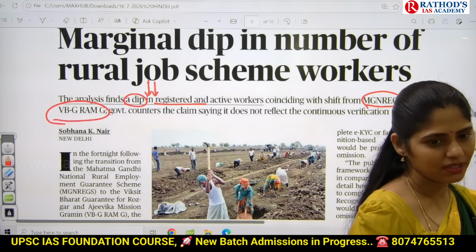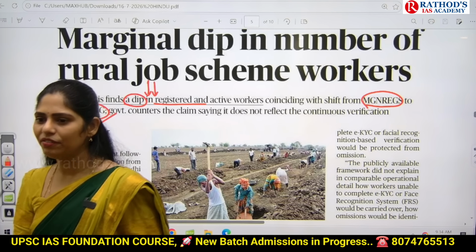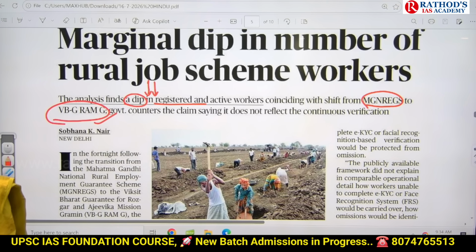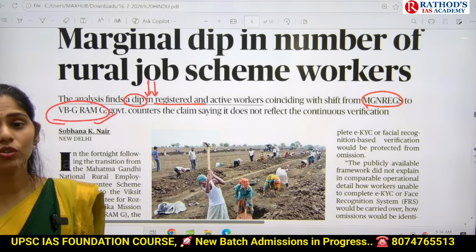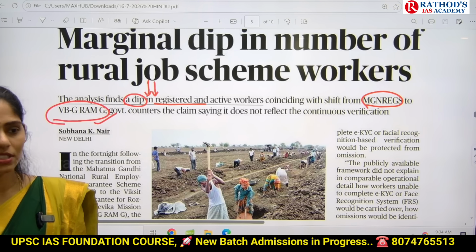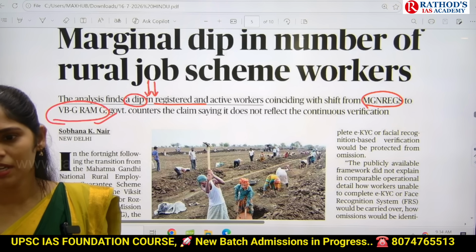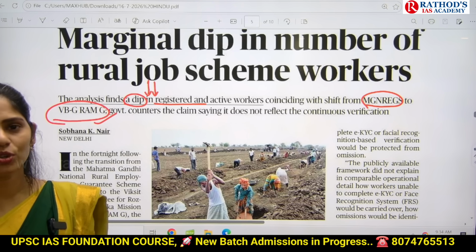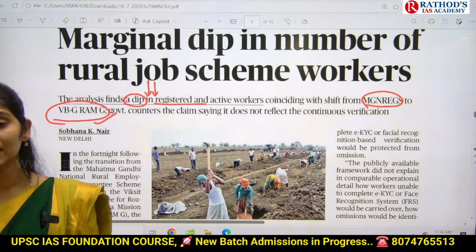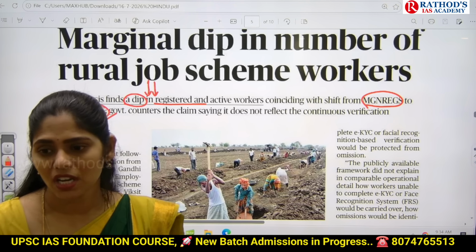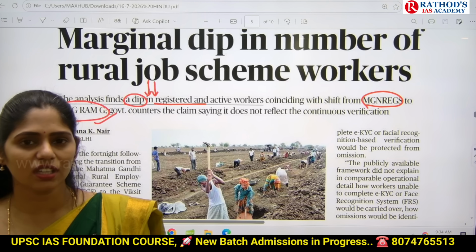Why is there a dip? Here this VBG Ramji is more beneficial for the people than MG Narega. Increased number of days, and there is a universal payment of 300 rupees per day. Next one is a centrally sponsored scheme. Weekly payments. Earlier they didn't know when they'd get their wages, but now weekly payments. Even if they're not getting weekly payments, there is also a provision of compensation. Then why is there a dip? What is the reason? What do you think?